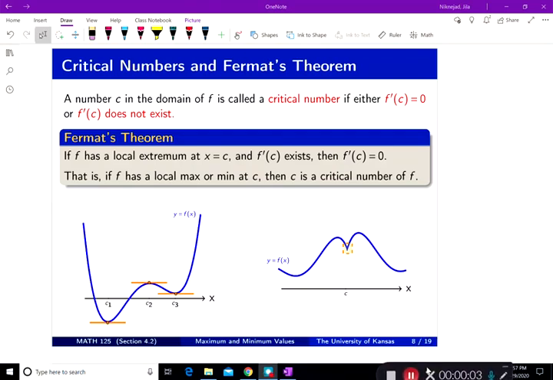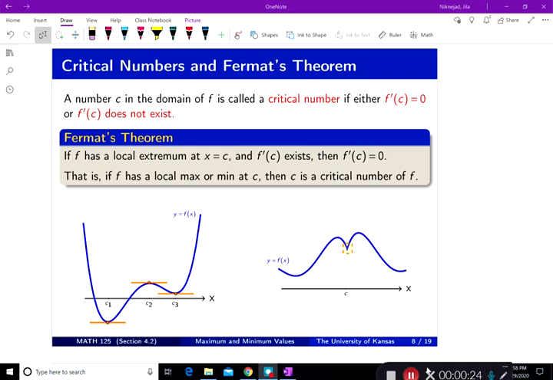We're continuing with section 4.2 and we want to discuss the theorems this time. We already discussed critical numbers and Fermat's theorem. Critical numbers are values c such that f prime of c equals 0 or f prime of c does not exist.